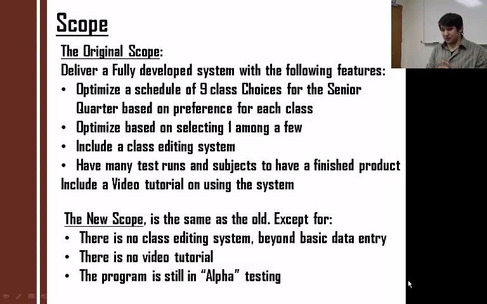The new scope is the same as the old, except for a few things that have been scratched in order to meet the time constraints. The first thing is that there's no class editing system to edit classes en masse. There's basic data entry, which in Access is usually frowned upon because it becomes simple to screw up an entry in a database and then create problems every time that entry is selected.